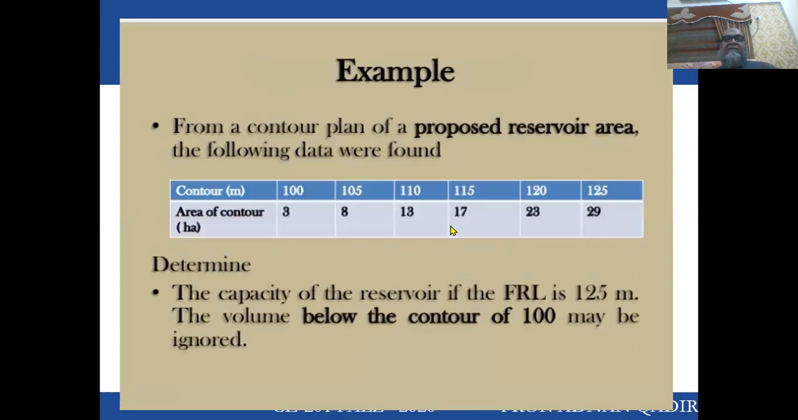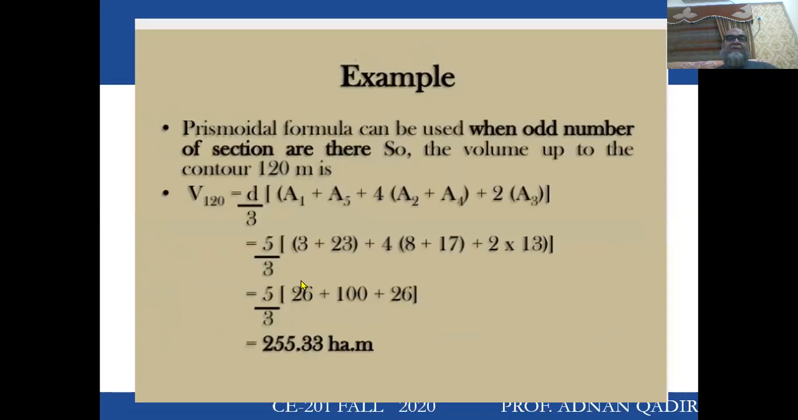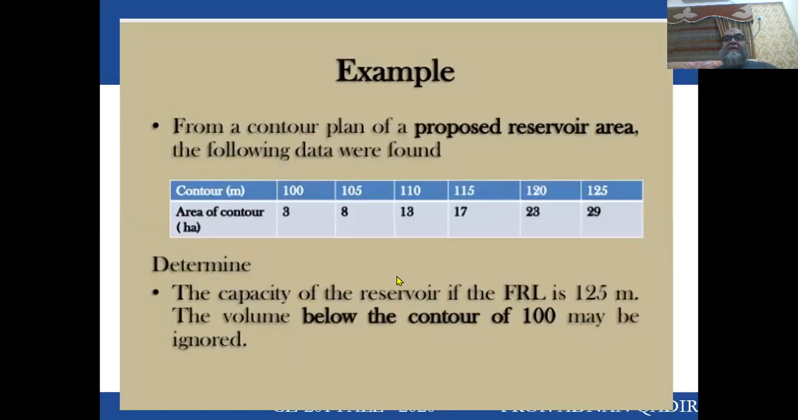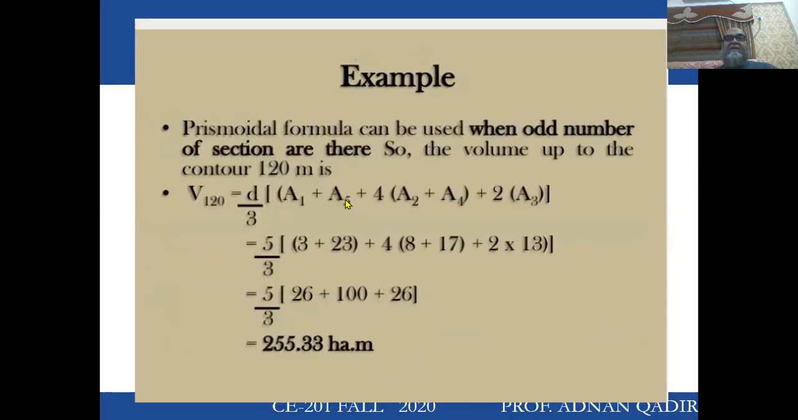So how you can calculate is very simple. The areas under the contour are given to you. The interval between the contours is also given to you. The full reservoir level is 125 meters. The volume may be ignored. So what do we do? D is 5, as you can see from the difference. And then you will have A1, A2, A3, A4, A5, and A6. So A1 and A6 plus 4 times A2 and A4 and 2 times A3.